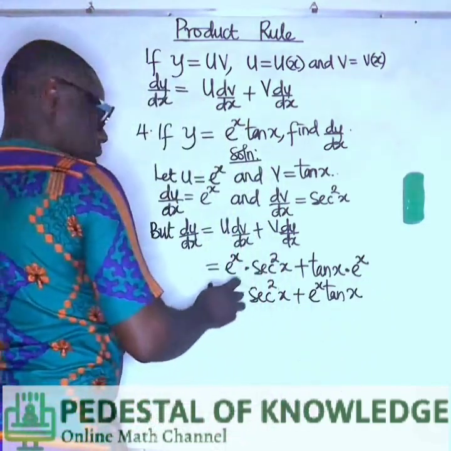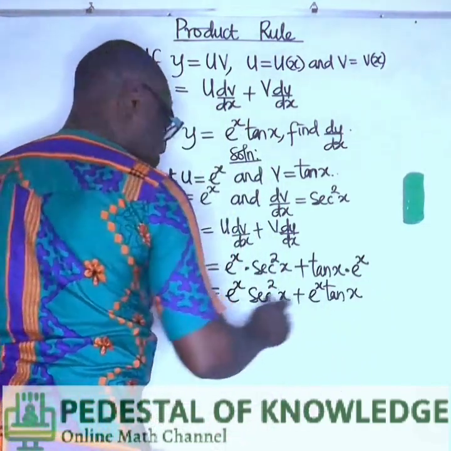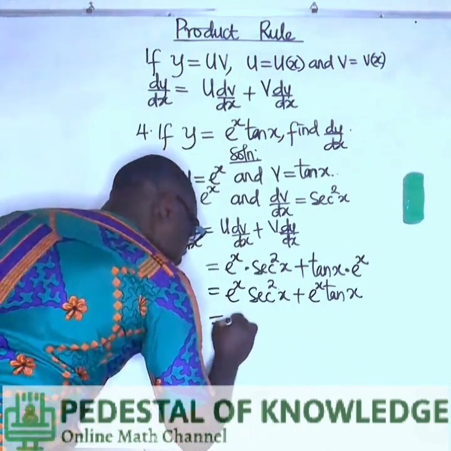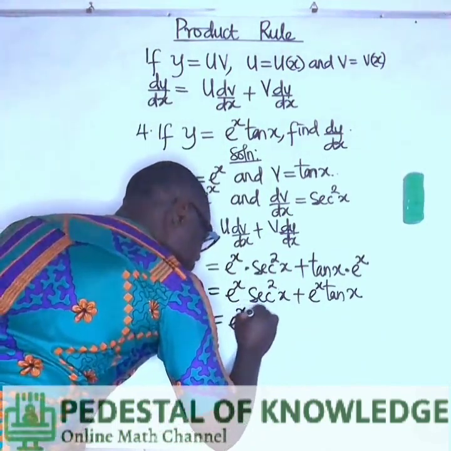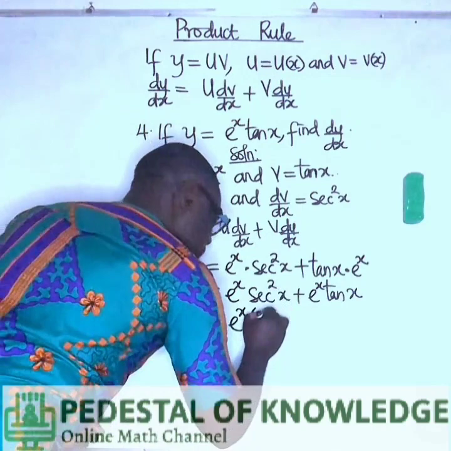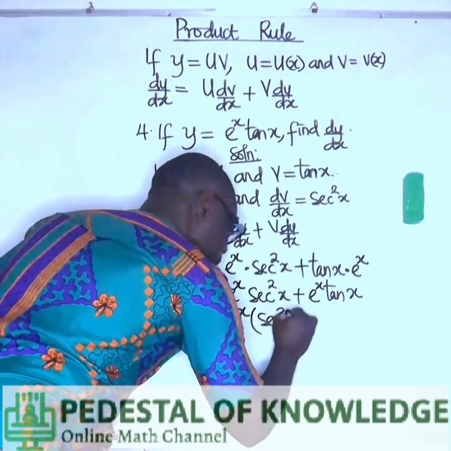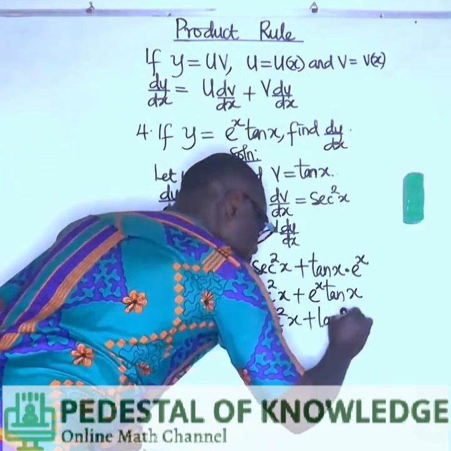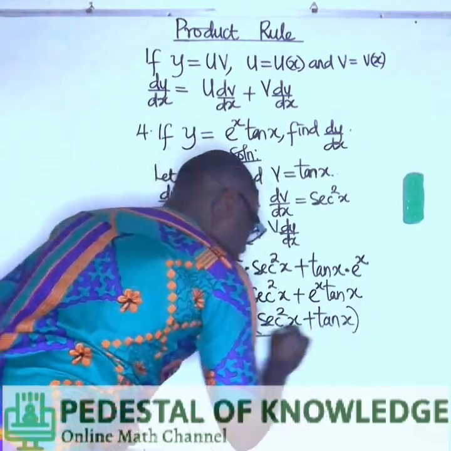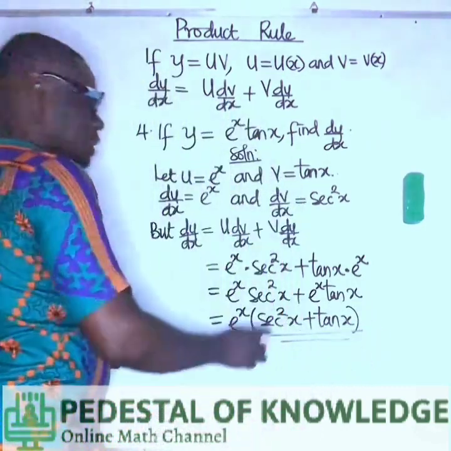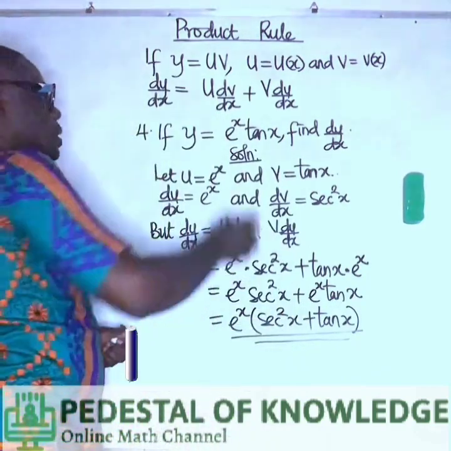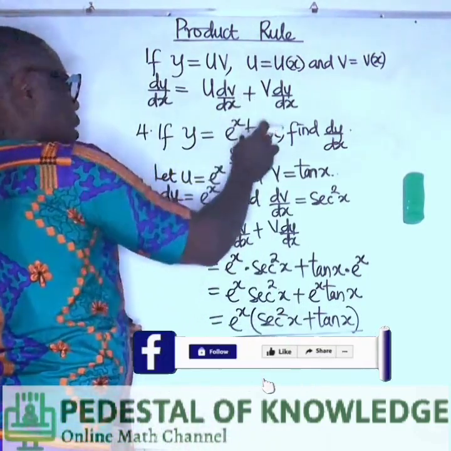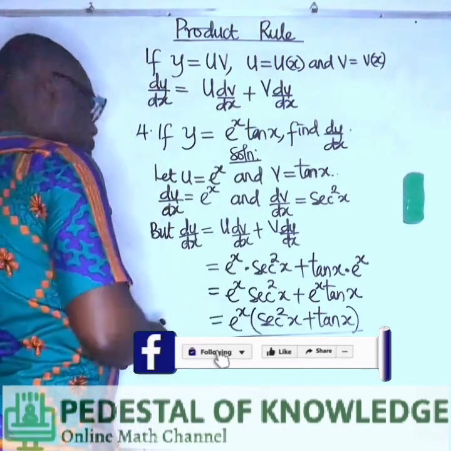And since e to the power x is common to both, we factor it out. It becomes e to the power x into, what remains here is sec squared x, and what remains here is tan x. And that is the differential coefficient of e to the power x tan x.